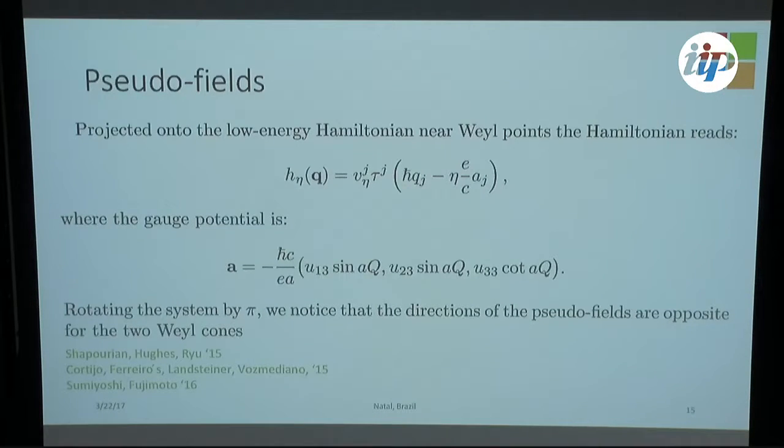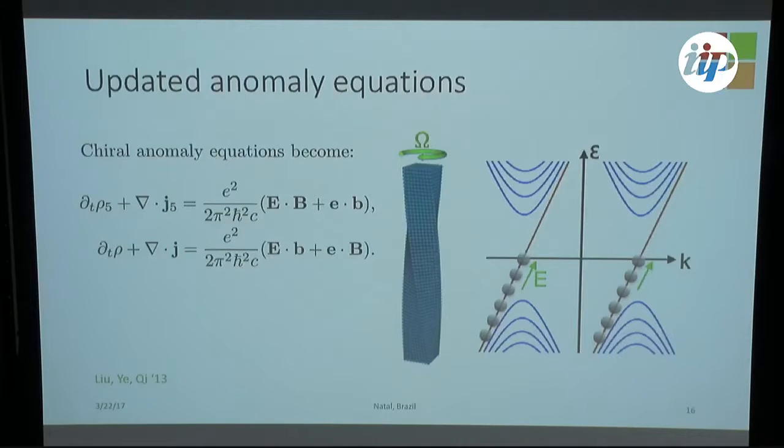Again, here we can rotate this system by pi around the x or y direction, and that changes the sign of strain, but it maps the system to itself. So actually the effective vector potential in the 2 Weyl cones is opposite. So the 2 Weyl cones feel opposite magnetic or electric field. So similarly now to the real magnetic field, we can write the anomaly equations in this case.